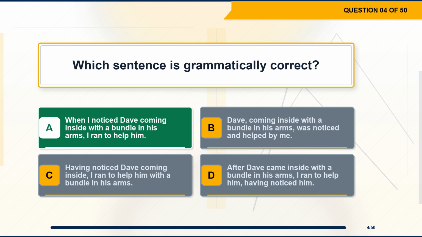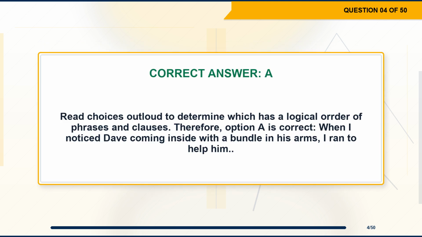The correct answer is option A. When I noticed Dave coming inside with a bundle in his arms, I ran to help him. Explanation. Read choices out loud to determine which has a logical order of phrases and clauses. Therefore, option A is correct. When I noticed Dave coming inside with a bundle in his arms, I ran to help him.